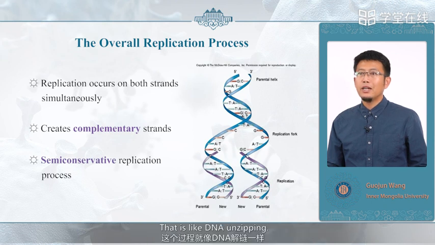What I want you to think about is that next time when you unzip your coat, this is like DNA unzipping. The zipper itself is the enzyme helicase. Helicase will unzip the DNA and open it up. Once that is open, now you have the room to build two new strands.